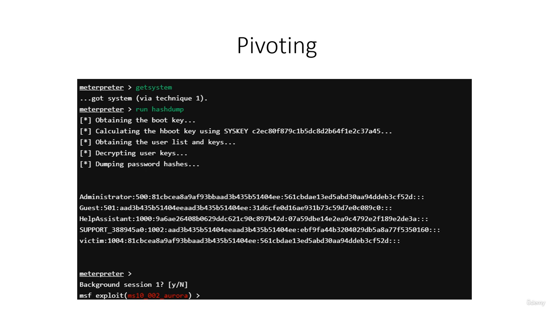So now that we have added our additional route, we will escalate to system, dump the password hashes, and background our Meterpreter session. What you have to do now is run getsystem. As you can see, after running getsystem, it gave you the result via the first technique. After that, just run hashdump. As you can see, it is booting the system key and also getting the administrator hash.